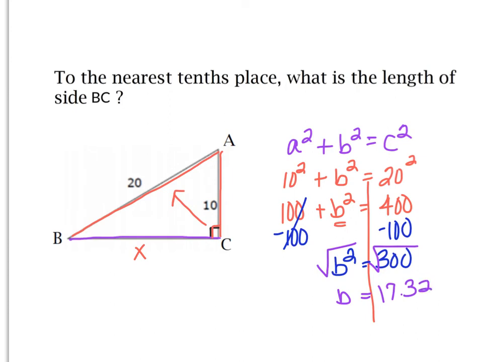And it keeps going on, but it says the tenths place. One number after the decimal. So go to the 2, ask yourself, does 2 make the 3 bump up or stay the same? It makes it stay the same, so side BC is approximately 17.3.